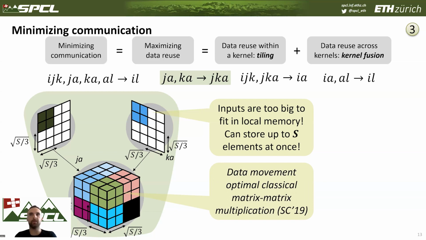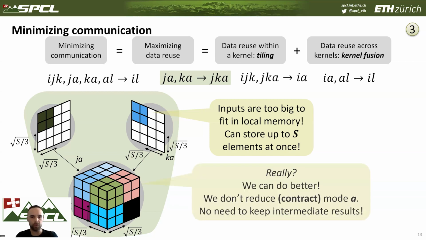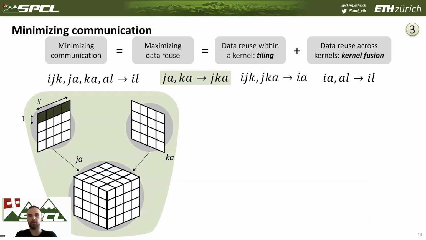But the interesting thing is that this is not a matrix multiplication, because we don't need to do this contraction over one of the modes. So we don't need to keep any intermediate results that would pollute our cache or fast memory. In this work, using our framework, we prove that the communication optimal schedule would load this one vector, one row of the first matrix, and then just a single element of the second matrix, and then stream through this surface, maximizing the data reuse.